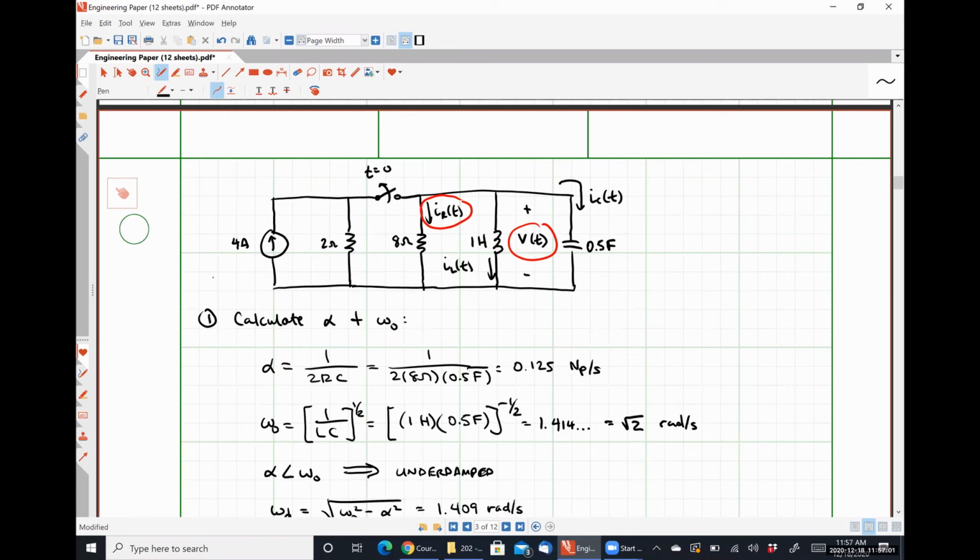So we know v(t). How do we get the resistor current? Use Ohm's law, divide it by 8, and we're good to go.